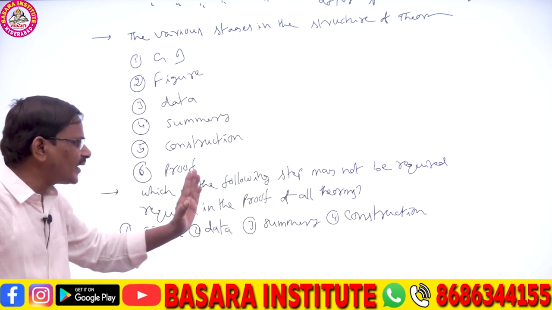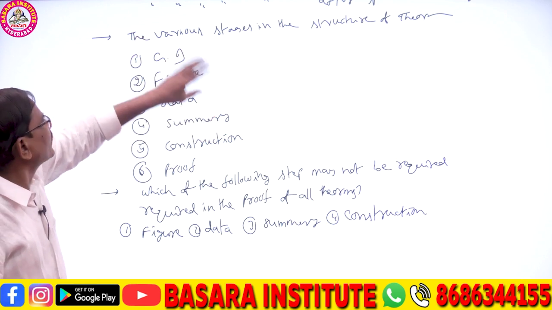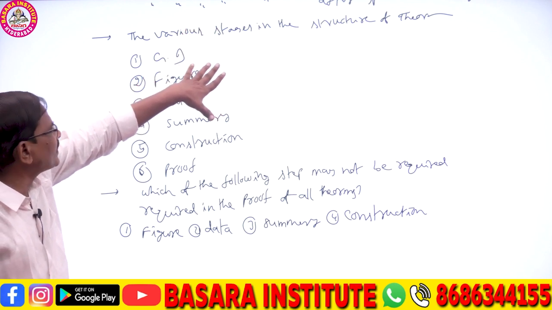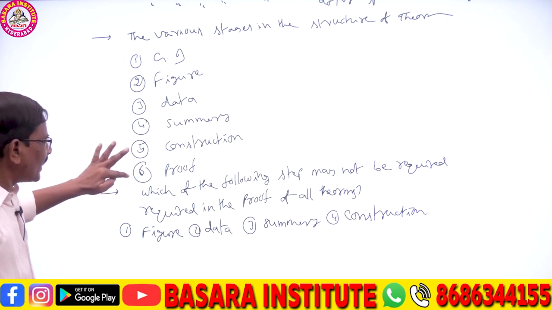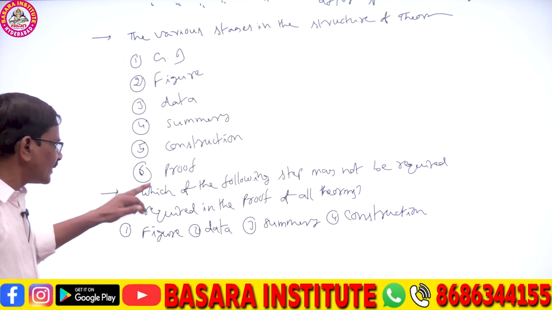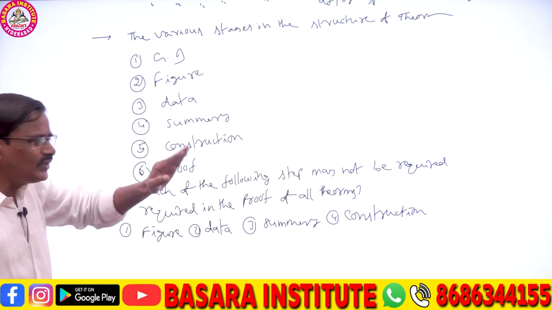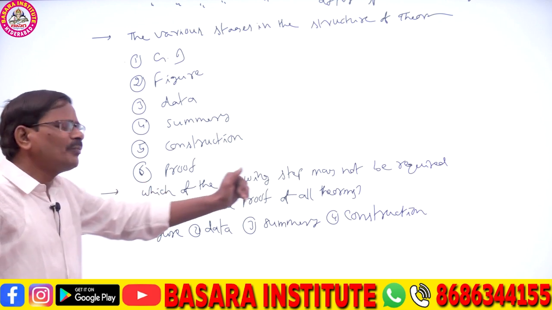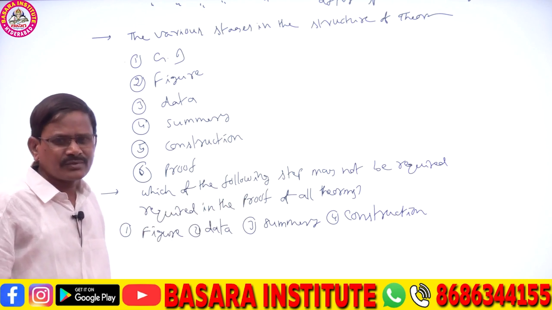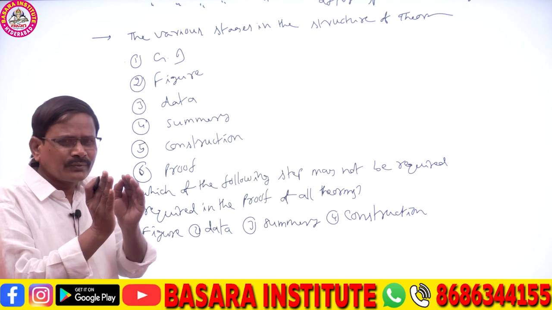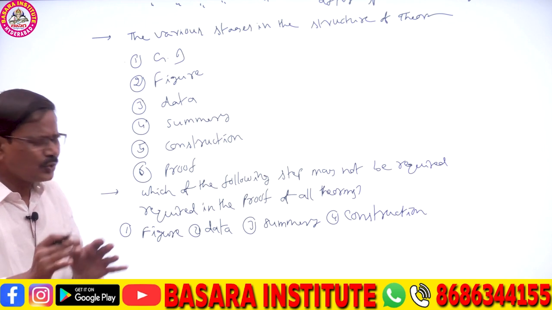Already we have the various stages in the structure of a theorem: general information, figure, data, summary, construction, and the last one is proof. But the question is, in these 6 steps, which of the following need not be necessary? That means which step may not be required in the proof of all theorems. That means the step is used in some theorems only, and in some theorems it cannot be used. So what is that one?